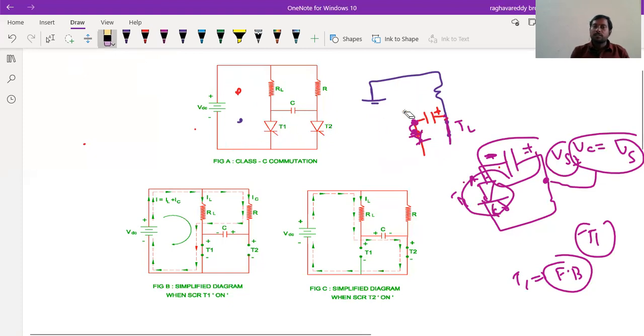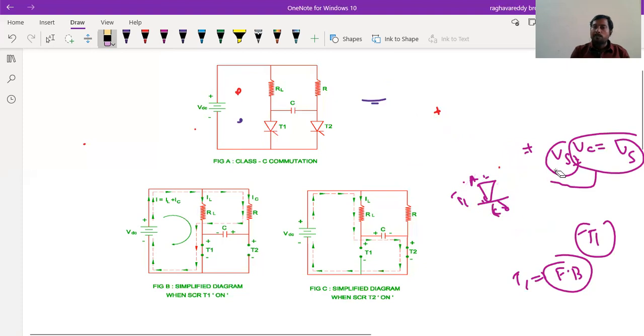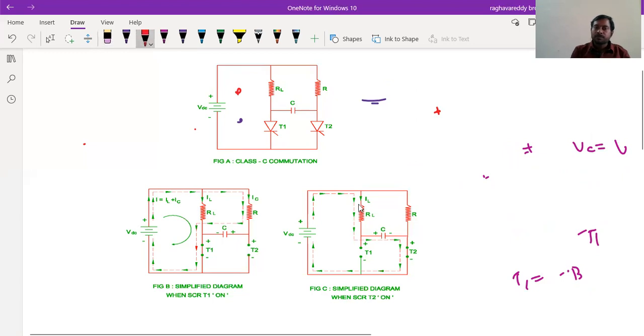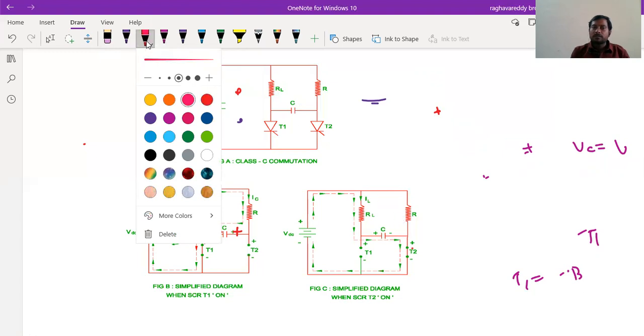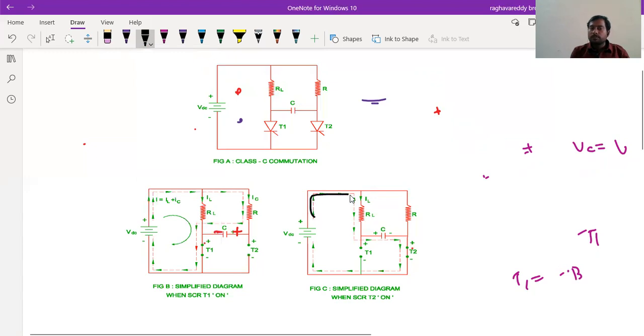Let us look at the operation of thyristor T2. Now look at this one. If thyristor T1 is short circuited, the current path will be in this direction, as shown here, and the capacitor is charged with these terminals positive and negative. Now if you turn on thyristor T2, what happens? Current flows in this path. Here is one path available. Here is another path available.